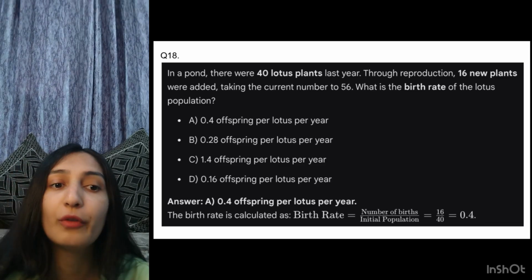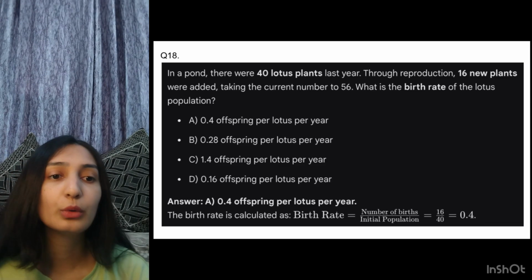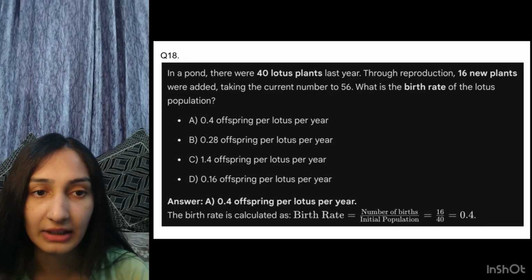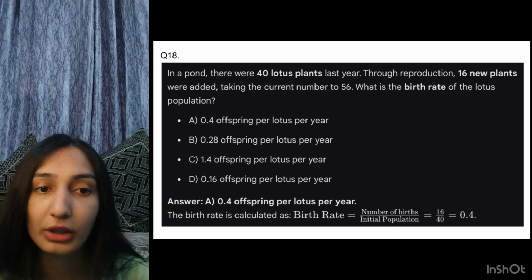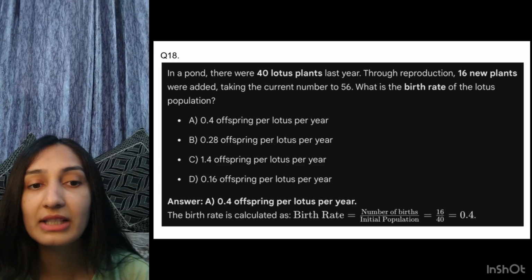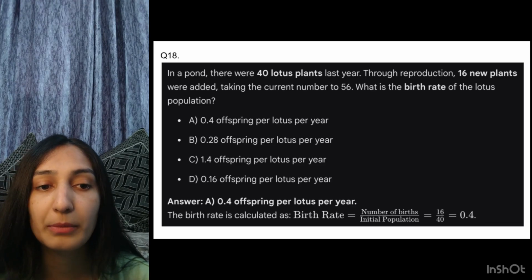Next, question number 18. In a pond, there were 40 lotus plants last year. Through reproduction, 16 new plants were added, taking the current number to 56. What is the birth rate of the total population? So the correct answer is A, that is 0.4 offspring per lotus per year.